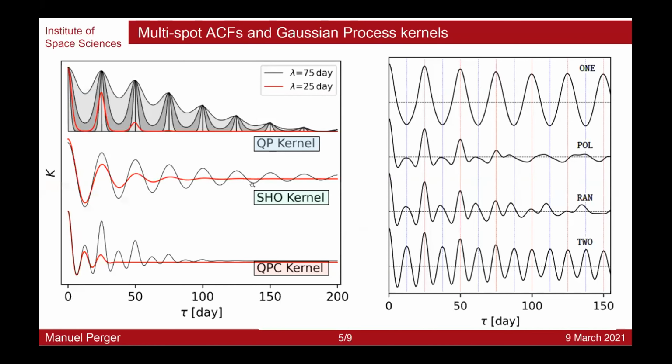So now, how do the Gaussian process kernels actually compare to those? On the left side, we see at the top the quasi-periodic kernel, which is quite commonly used. We see the periodicity every 25 days, and we also see this exponential decay. In the middle, we see the simple harmonic oscillator showing both of those effects also. And on the bottom, we see a result of our work, where we connect the best features of the quasi-periodic kernel and the contribution at half the rotational period. We call this the quasi-periodic and cosine kernel.